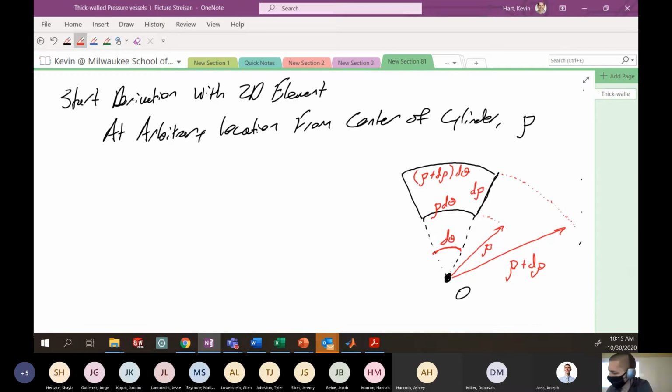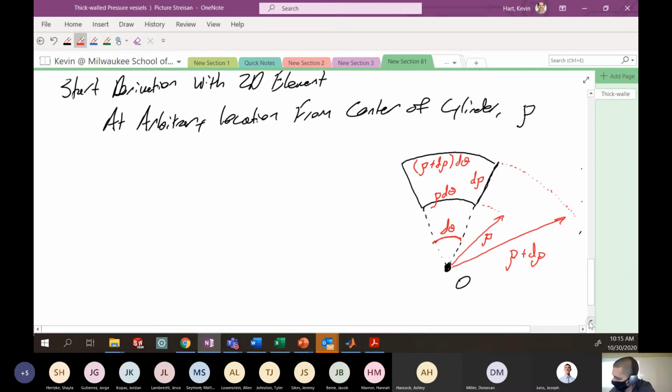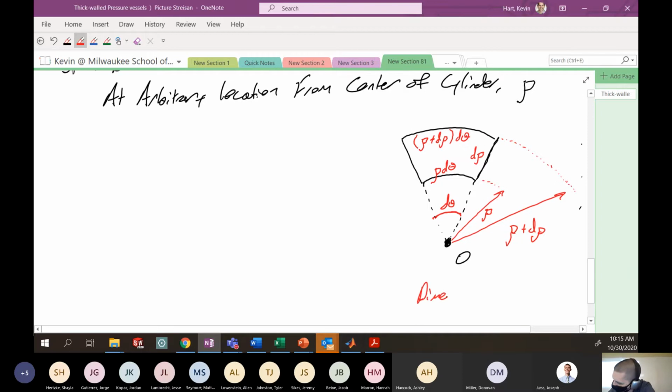Okay, so those are sort of my dimensions. Now I'm interested in the stresses that are forming in this element. When we drew them in 3D, let's now put them on here in 2D. So here we're going to have some radial stress that's developing. Here we have some radial stress that's developing. Here we have some hoop stress that's developing. Here we have some hoop stress that's developing.